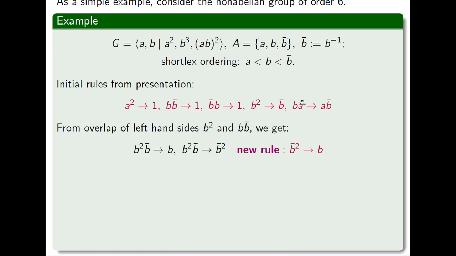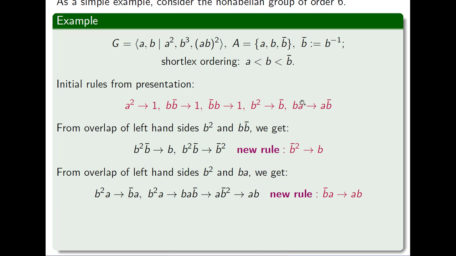So we've got to introduce a new rule, which is B to the minus 2 goes to B. It's just the inverse of B squared goes to B inverse. Okay, so that's one new rule. And there's just one other new rule. B squared and BA overlap. B squared goes to B inverse, so B squared A goes to B inverse A, which is irreducible. And we also have BA goes to AB inverse. So B squared A goes to BAB inverse.